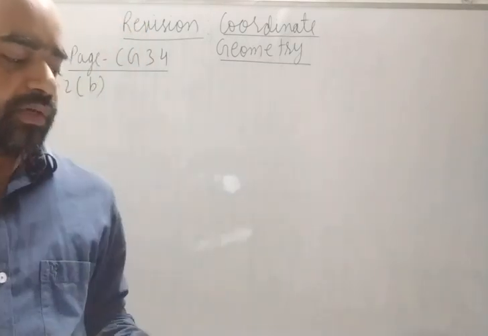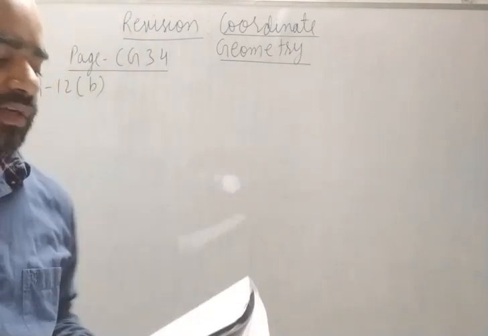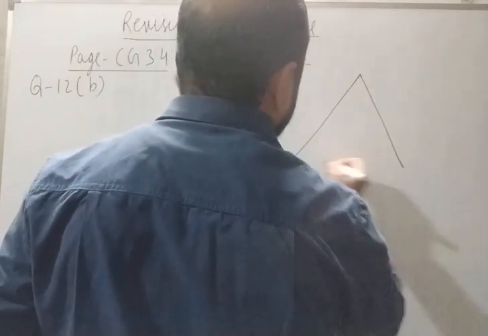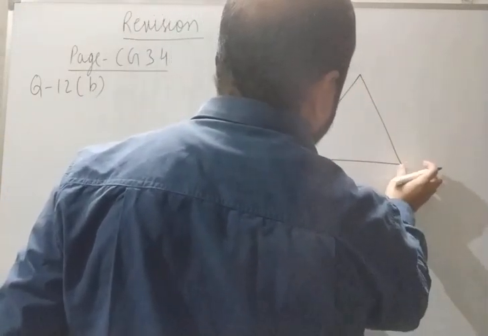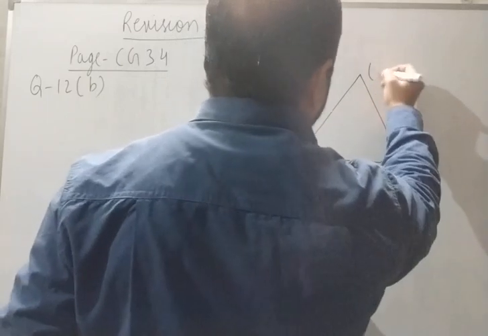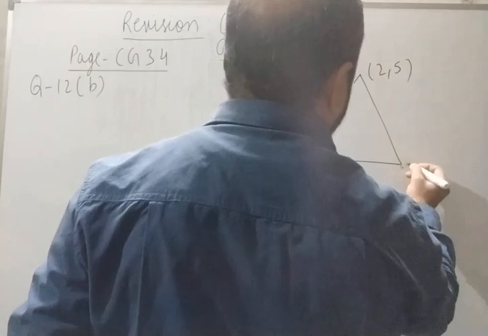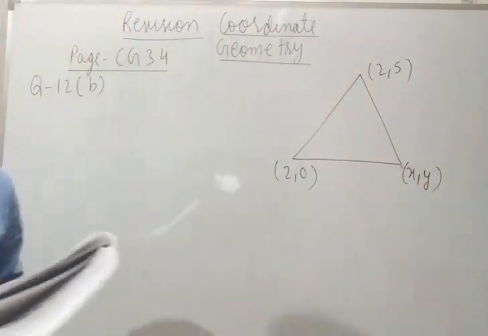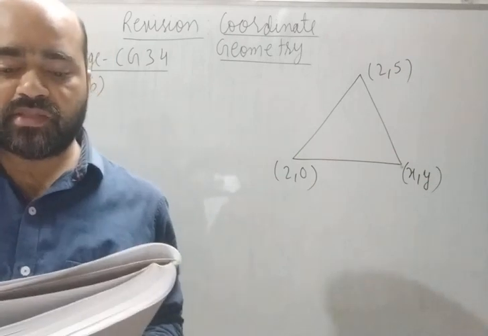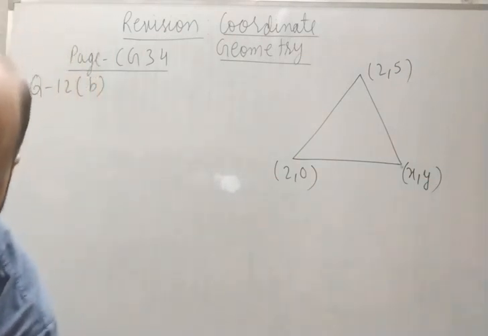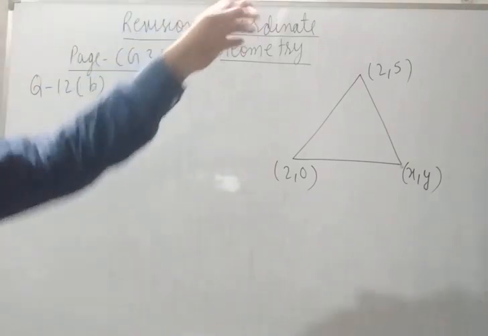12b part. 2 vertices of an isosceles triangle are given 2, 0 and 2, 5. So suppose this is, so given is 2, 0 and 2, 5. We have to find third vertex. Suppose third vertex is x, y. And one more thing is given, if the length of each of the 2 equal sides is 3. Okay? So length of equal sides is 3.